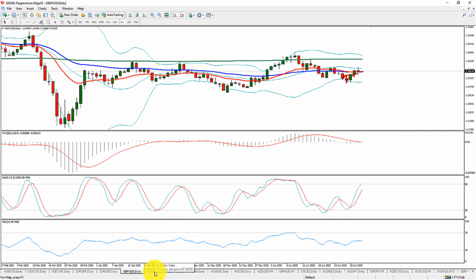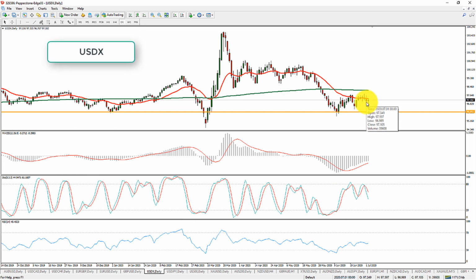All right, we'll go to the dollar index. The dollar index has been probably a little bit disappointing.